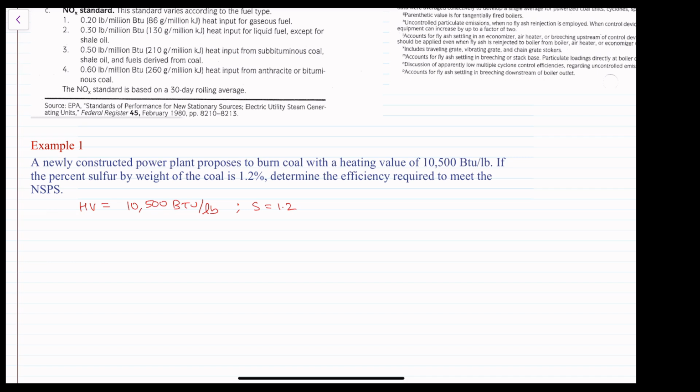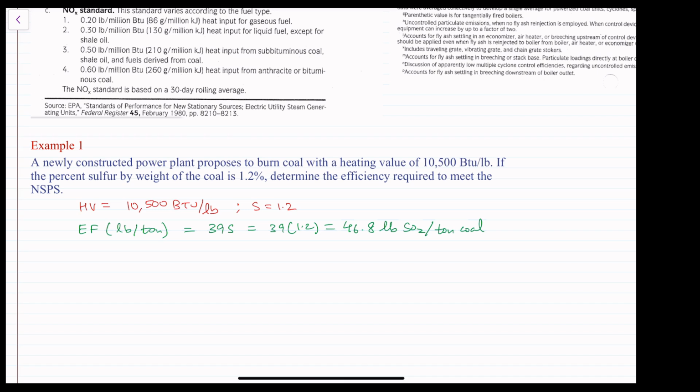So let's see. We have our emission factor from table 2.5 we just saw, in pounds per ton, is 39S. 39 times 1.2, which would be equal to 46.8 pounds of SO2 per ton of coal.